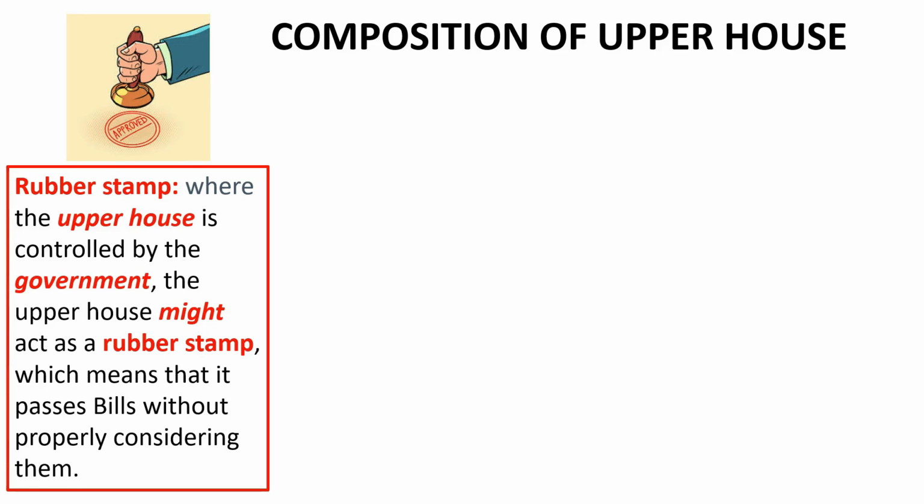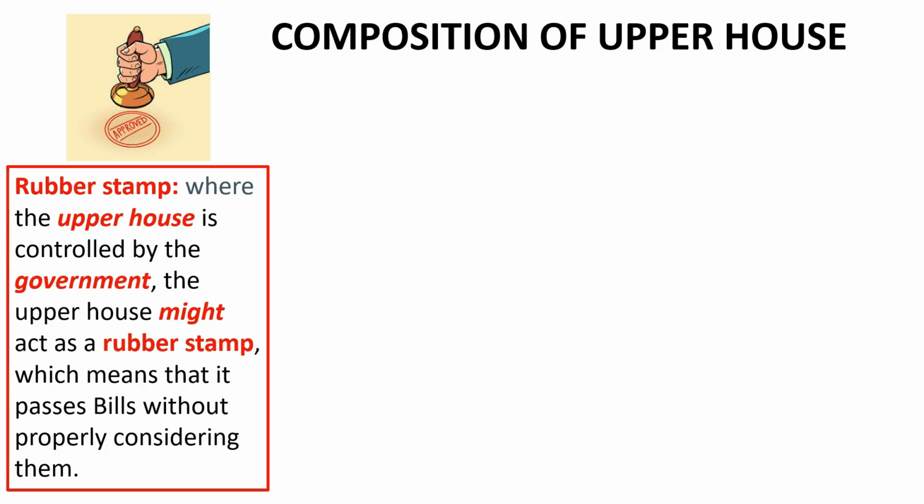Where the upper house is controlled by the government, then there's the possibility that the upper house might act as a rubber stamp. This means that the upper house simply passes bills that have already been passed by the lower house without properly considering those bills. This is made possible because the government controls the majority in the upper house, so it can use that majority to pass government bills, that is, bills that have been passed by the government-controlled lower house, without the upper house properly considering those bills. The significance of this for lawmaking by Parliament is that in this scenario, the upper house is not acting as an effective house of review.